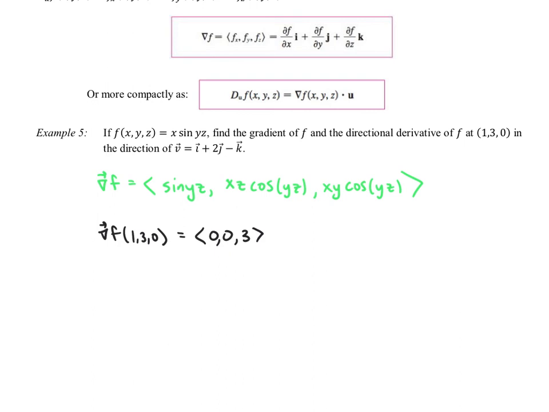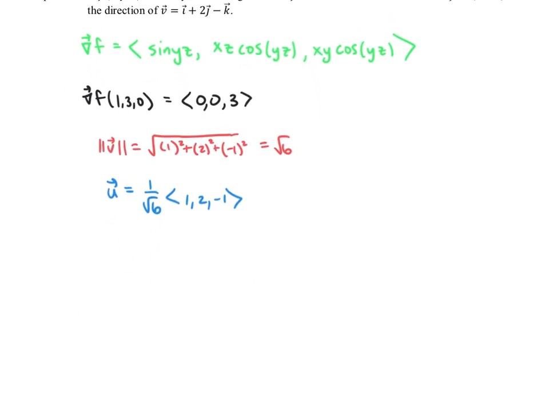Again, to reiterate, if you are at the point (1, 3, 0) on this particular surface, the greatest change will occur in the direction of the gradient. However, in this case, we are going to go in a different direction, the direction of v. So again, I need to make this a unit vector. I have the square root of 1 squared plus 2 squared plus (-1) squared, so I get the square root of 6. So my unit vector, the direction in which I'm traveling, is 1 over root 6 times (1, 2, -1). So I think I have everything I need.